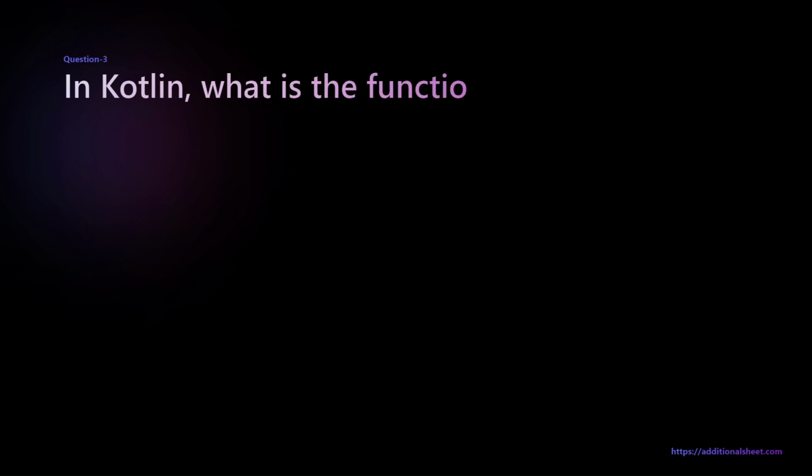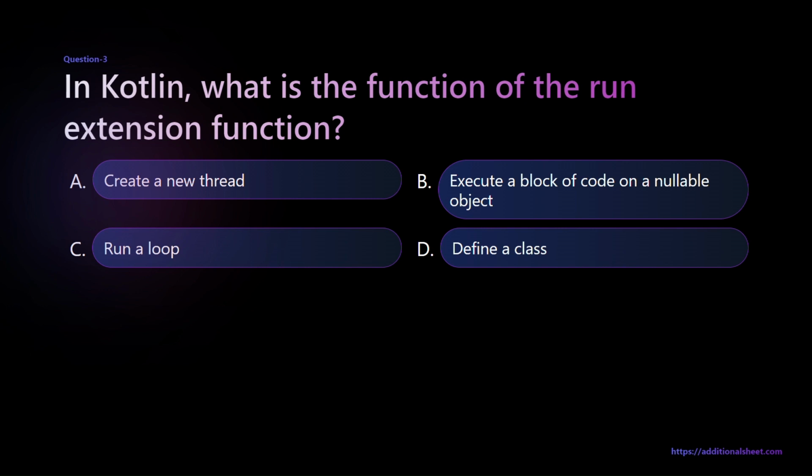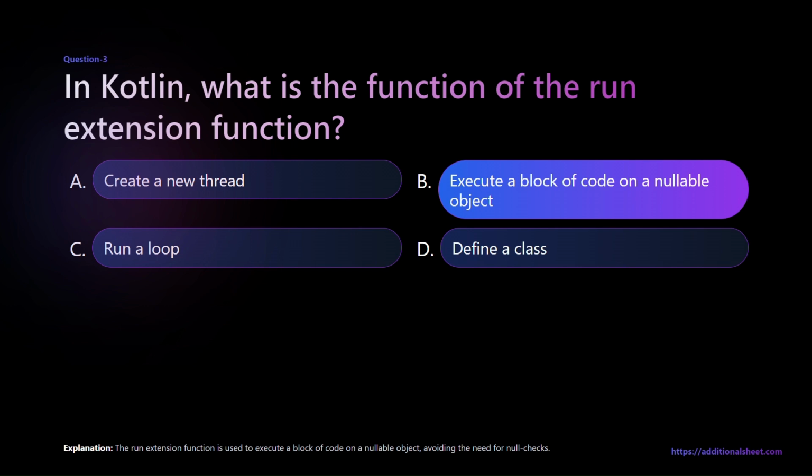In Kotlin, what is the function of the run extension function? Option A, create a new thread. Option B, execute a block of code on a nullable object. Option C, run a loop. Option D, define a class. The correct answer is Option B, execute a block of code on a nullable object.